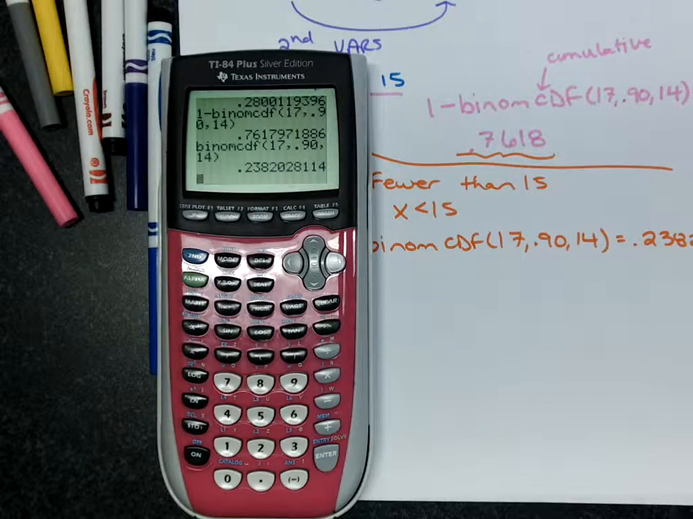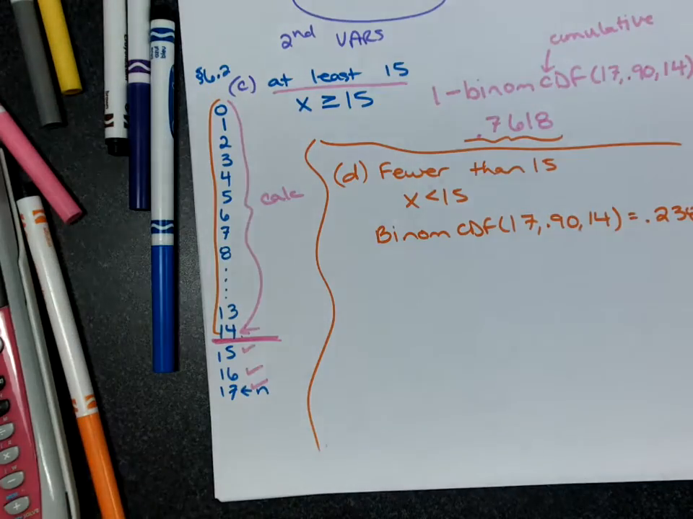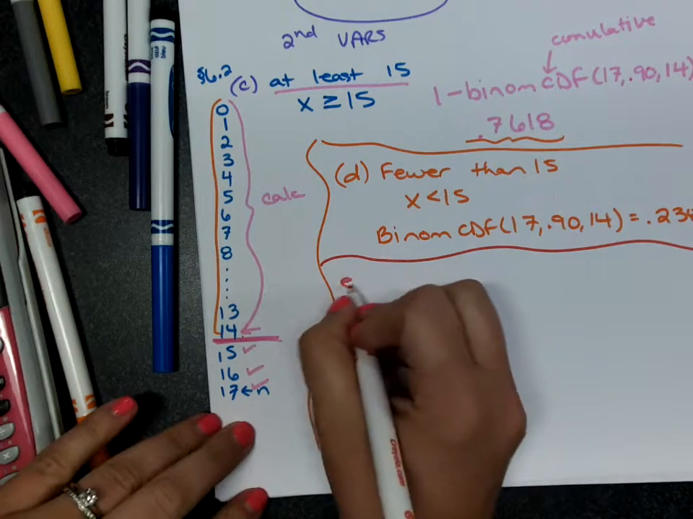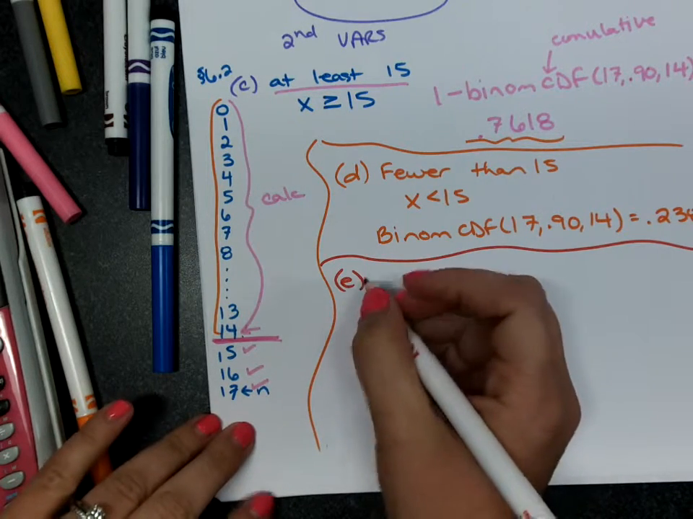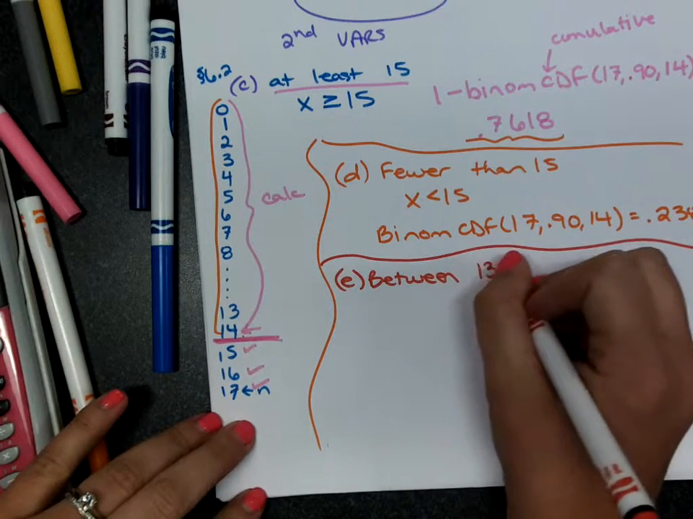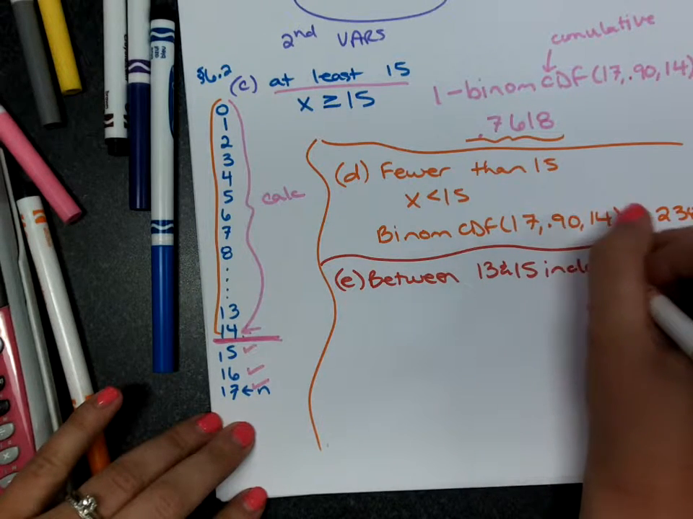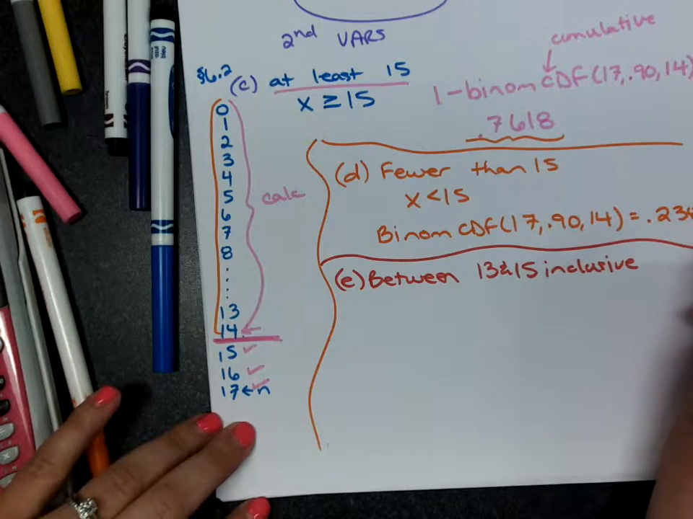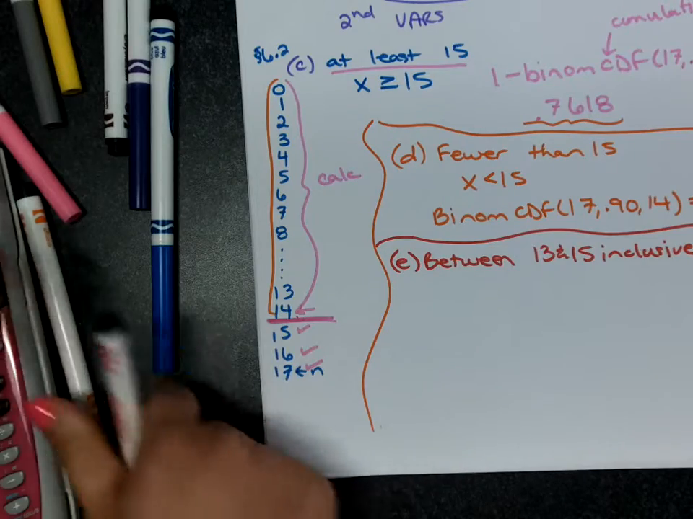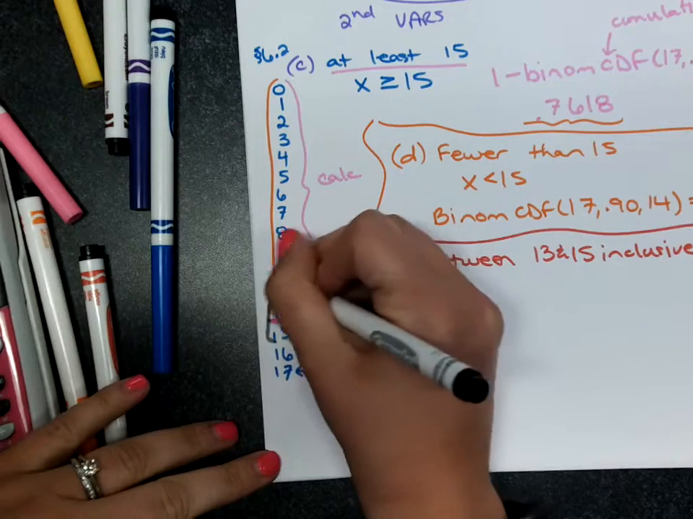And the last question is going to be the trickiest. There's two different ways to get this answer. It just depends on your preferences. So part E says the probability that between 13 and 15, it says inclusive, which means including 13 and 15, are on time. So between 13 and 15, using the same chart on the side, we're looking at 13, 14, and 15.